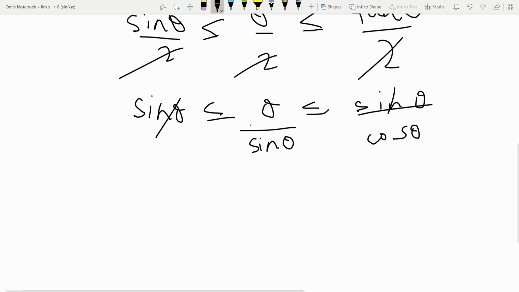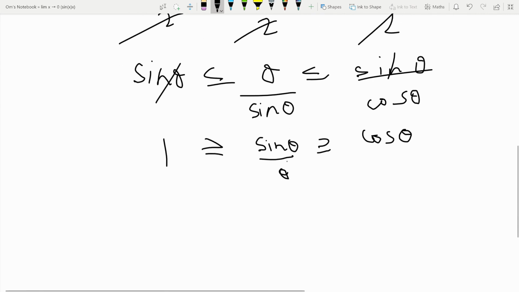What we're going to do next is take the reciprocal. Now when you take the reciprocal, you know that the inequalities will get switched. So what I will have to do next is write it like this: 1 is greater than or equal to sine theta by theta, and this is greater than or equal to cos theta. Alright, so now we have almost gotten to our answer.